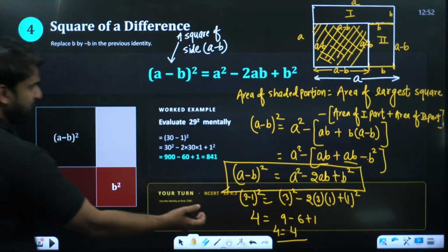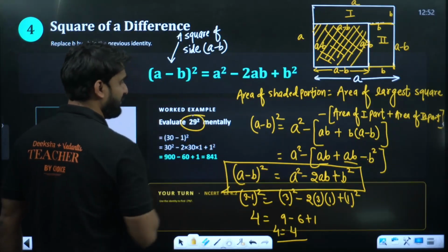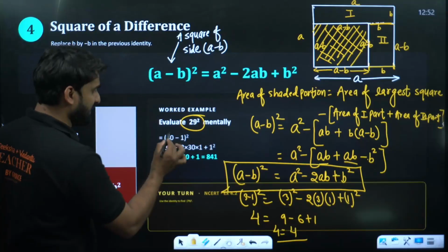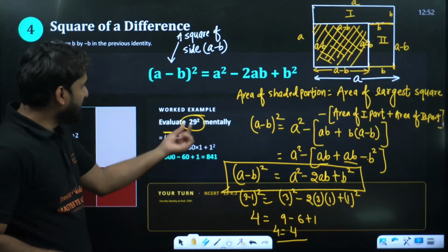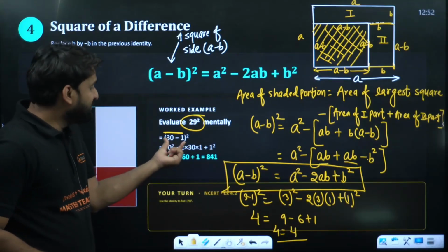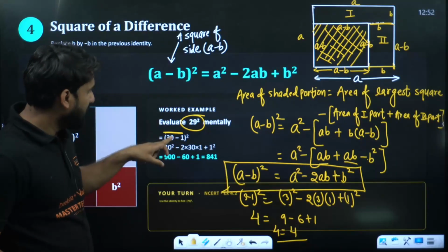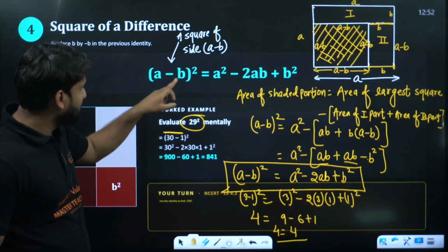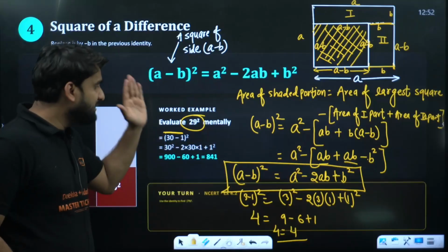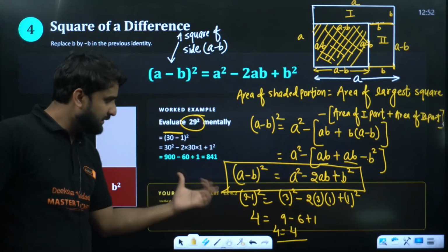Now we can use this identity to find out the value of 29 square. 29 square we can write as 30 minus 1. As you have written 29 as 30 minus 1, now this has become the identity of a minus b whole square, because if you compare, at the place of a we are getting 30, at the place of b we are getting 1, so 30 minus 1 whole square. Now we can apply the identity.